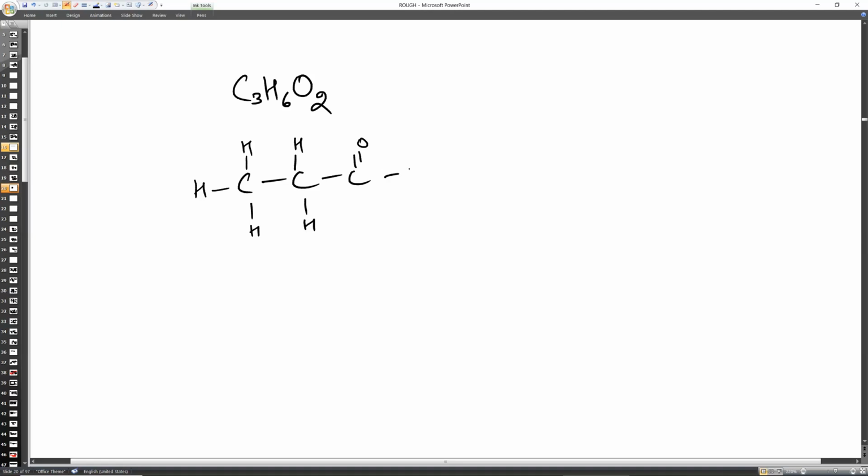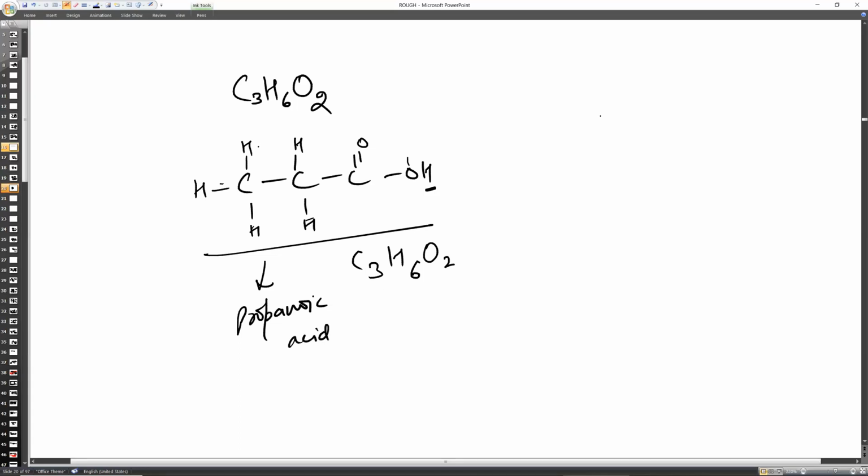C double bond O, OH. You can count C3, H1, 2, 3, 4, 5, and one here, H6, and then O2. Here is one O, one O. This is propanoic acid. And similarly, if I took an ester, CH3, C double bond O, CH3.